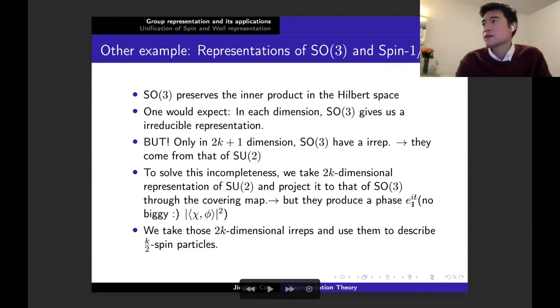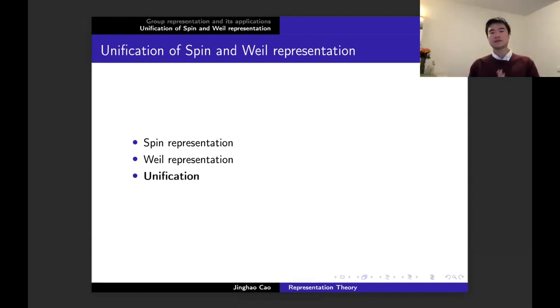Great. So we still have some minutes left, so I guess we can go to the second part. This part is going to be a little bit shorter, because I just recall facts without proving them, since it's rather lengthy to prove them. What I did in my bachelor thesis and the project I'm working on is the unification of spin and wire representations. What I'm going to tell you today is a short introduction to spin representation and wire representation and the idea of unification, like how I did it, or at least tried to do it.